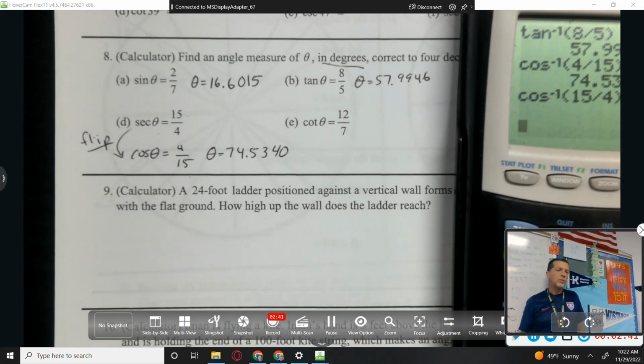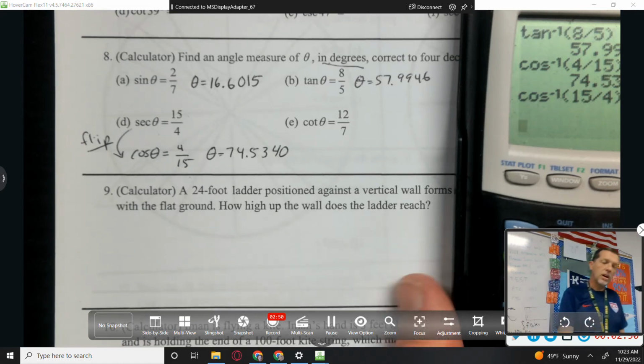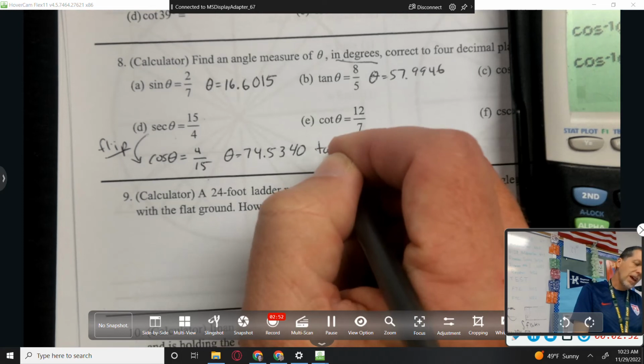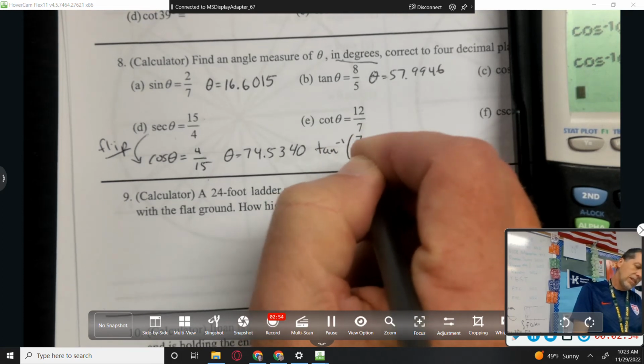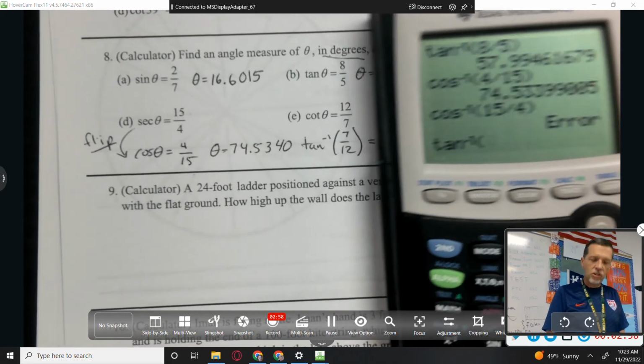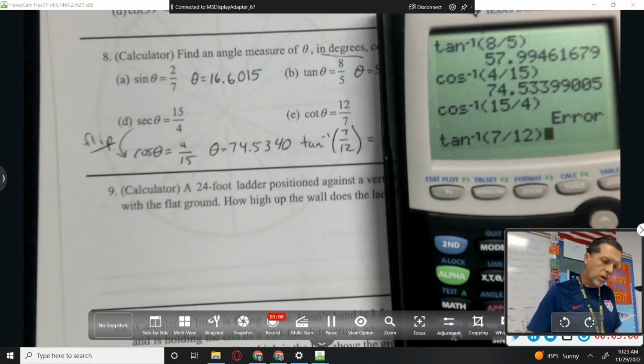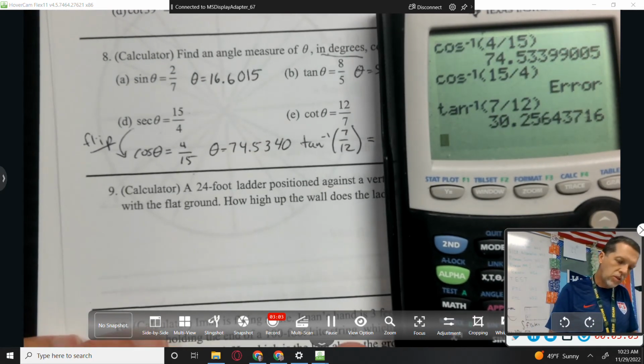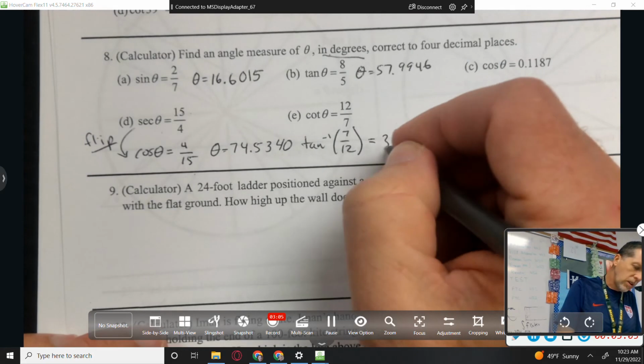How about E? What would we do for E? Because I don't have a cotangent button. Just do inverse tangent of? 7 over 12. Yes. Inverse tangent, or second tangent, 7/12, 30.2564.